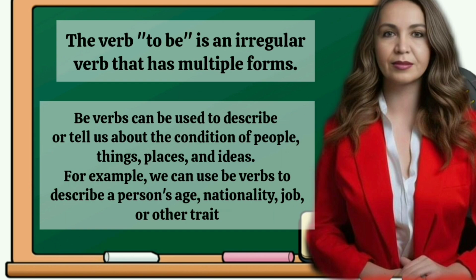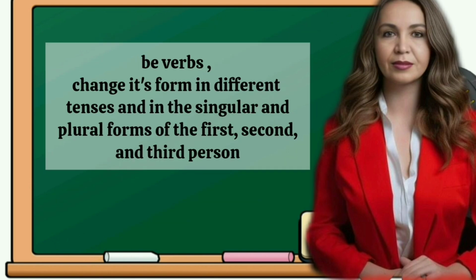He is 19 years old. It also can describe nationality. I am an Indian. It also can describe a job. They are teachers. It also can describe other traits, like we are hard-working people. One thing we should also remember and keep in mind is that the be verb changes its form in different tenses and in the singular and plural forms of the first, second, and third person.